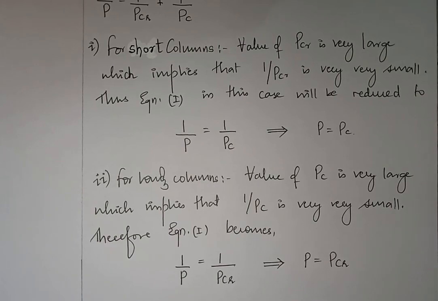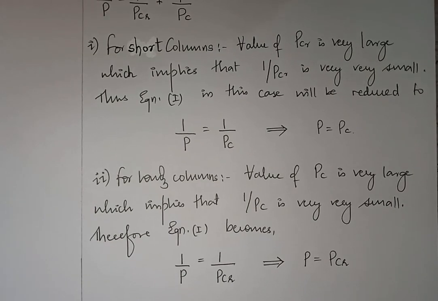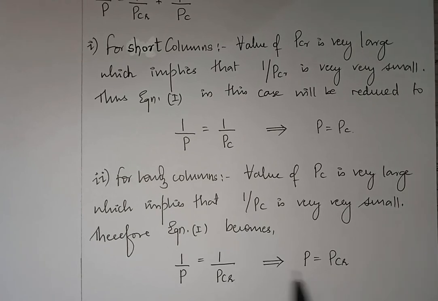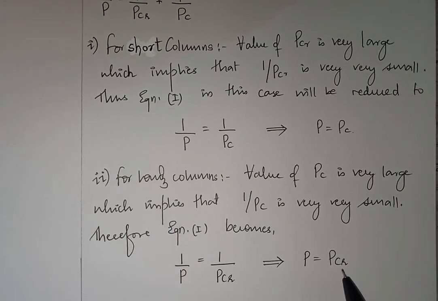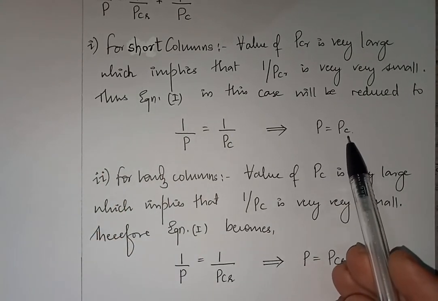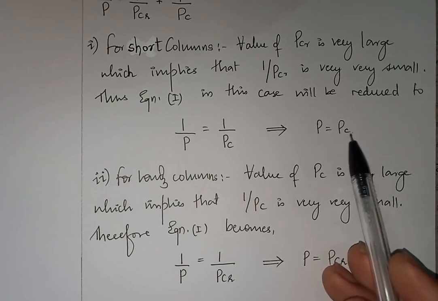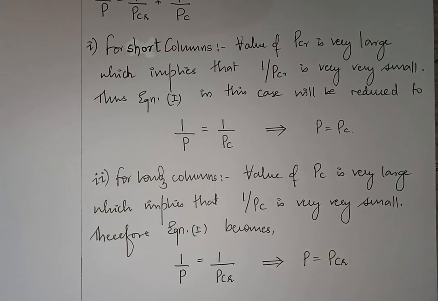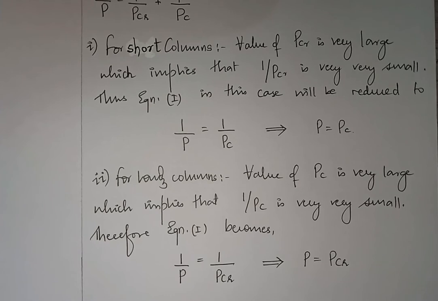Right? So as we had studied in the first table in the first video lecture, for long columns the buckling load or crippling load is predominant, and for short columns the direct compressive load or crushing load is predominant. Right? Next, the third case.